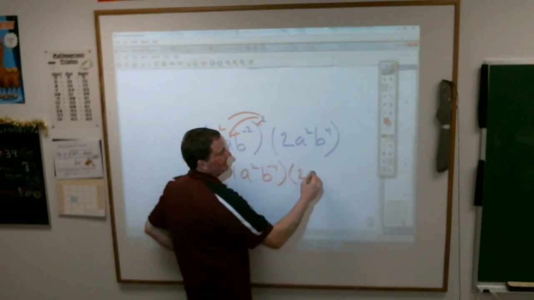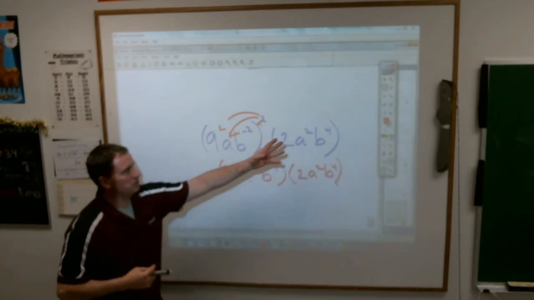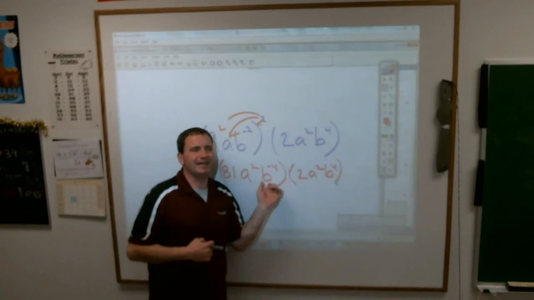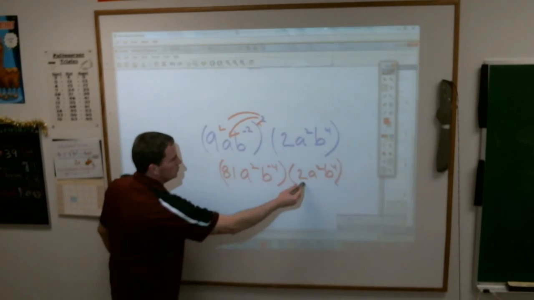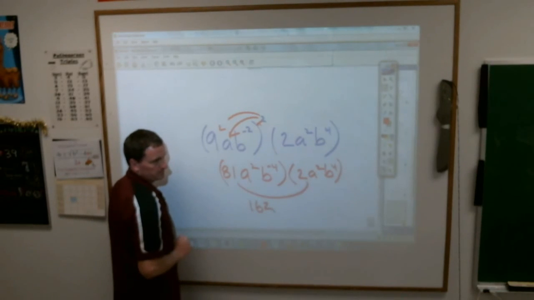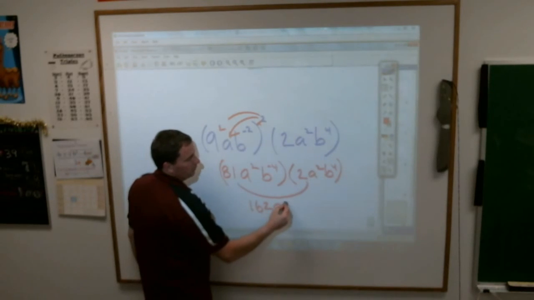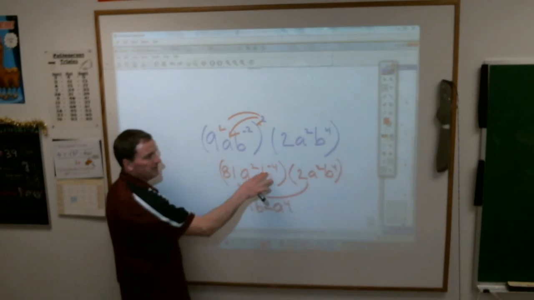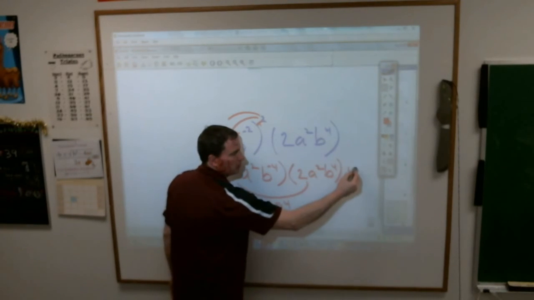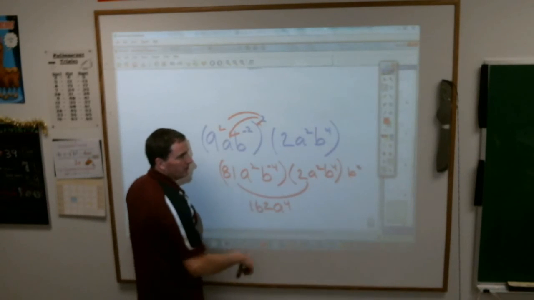Second parenthesis. There's no exponent out here, so you don't really simplify anything yet. Now you just combine these two. 2 times 81 is 162. A squared times a squared is a to the 4th. B to the negative 4 times b to the positive 4 is b to the 0 power. And that's no b there at all.